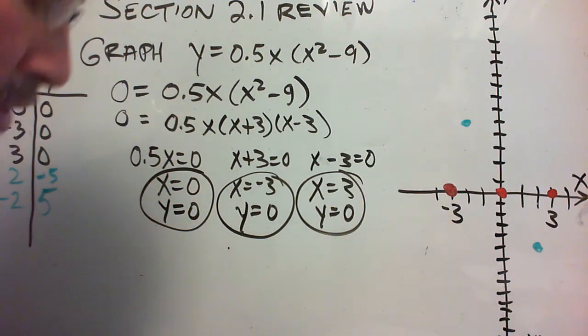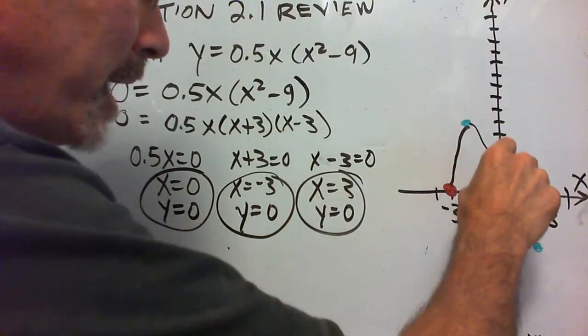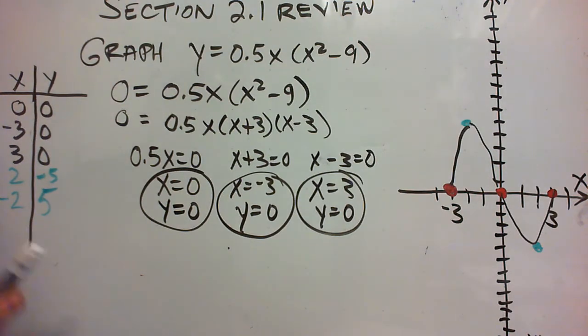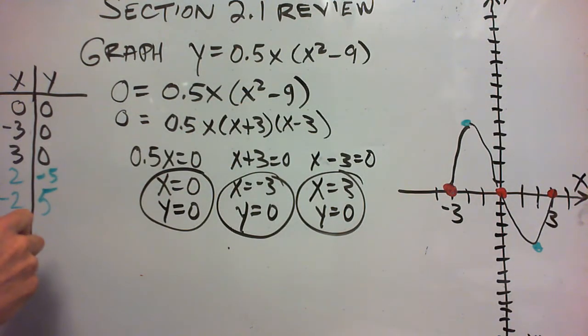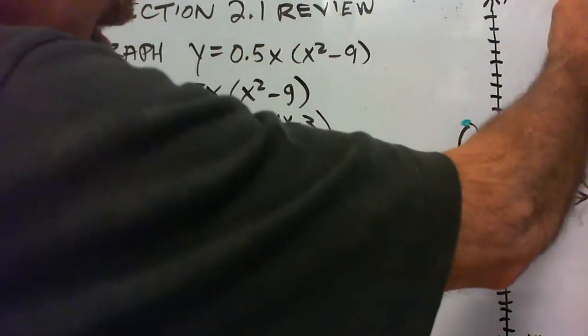So that gives us the graph in the middle. It's going up, coming back down, passing through 0, going up. And now just a couple more points at x equal 4 and -4. If we plug in 4, 4 times 0.5 is 2. 4 squared is 16 minus 9 is 7. 2 times 7 is +14. And -4 gives you -14. So the graph's going way up here.